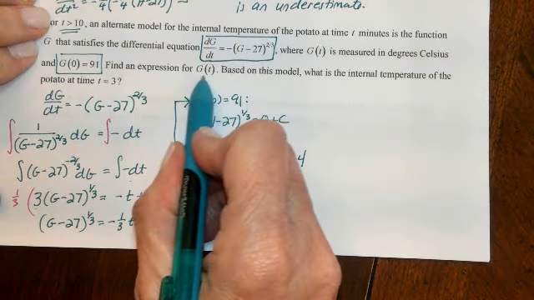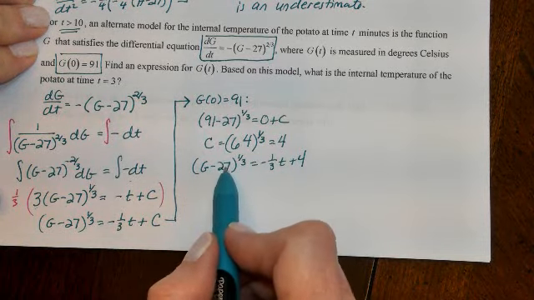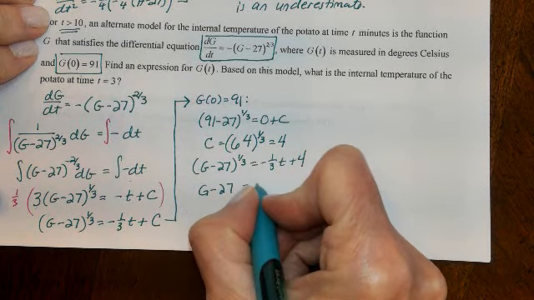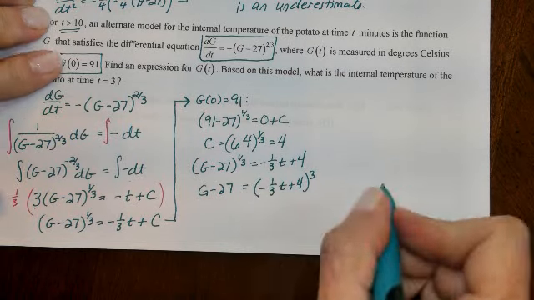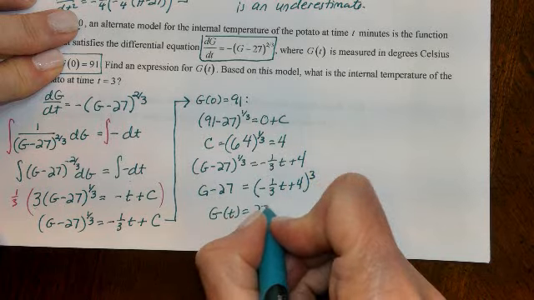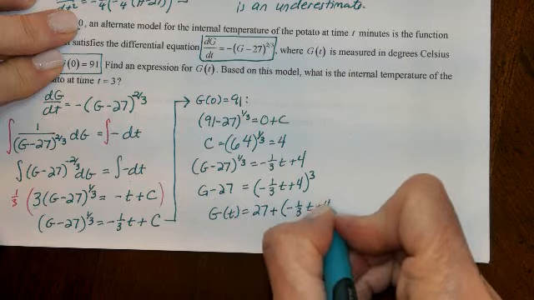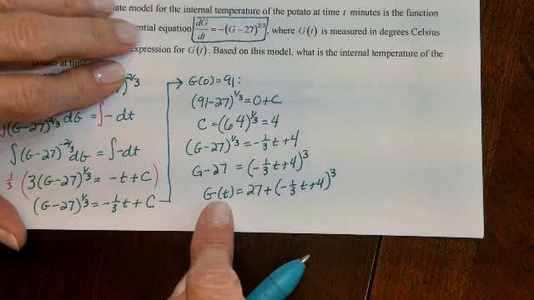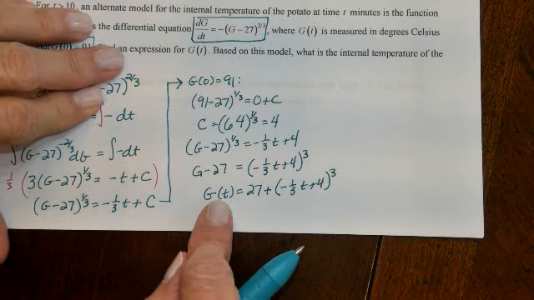I'm still finding an expression for g of t, so I need to solve this for g. So I'm going to raise both sides to the power of 3. And then add 27 to both sides. And that will give me g of t. You can still just call that g and you'd be perfectly fine, because g is the same as g of t. So either way is fine.